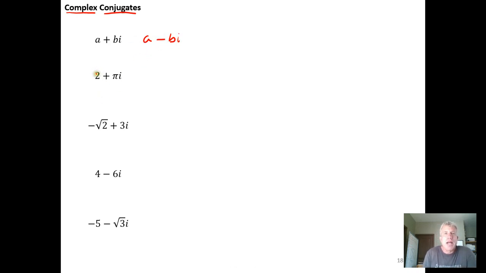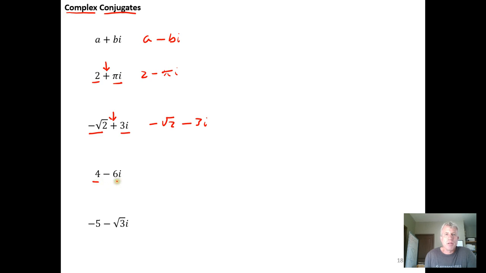So here I have 2 plus pi i, a complex number. Here's the real part, here's the complex part. It's separated with a plus, so the conjugate is just going to be 2 minus pi i. Real part, complex part, replace the operator that separates the real from the complex part to get the complex conjugate.